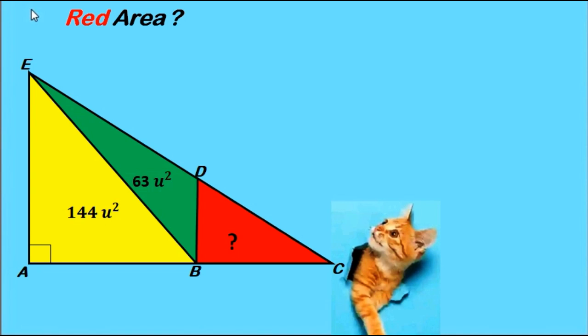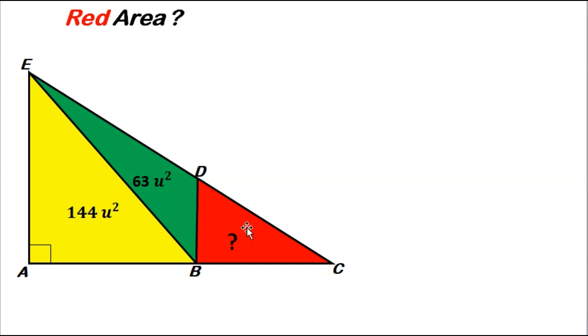Now in this case, you've been told to determine the red area. So if we take this problem to the whiteboard, how do we determine the red area? Now if you look at this diagram, we have the bigger triangle ACE and the sub-triangles inside triangle ACE.